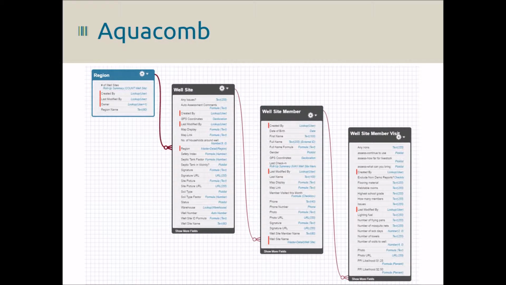Again, a reminder of the object structure. The main objects we're going to be working with today are well site and well site member. So for an existing well site record, we want to generate new child records that are well site member records.